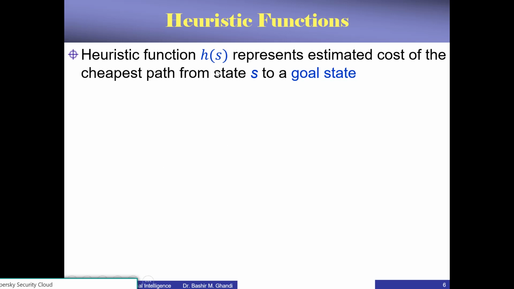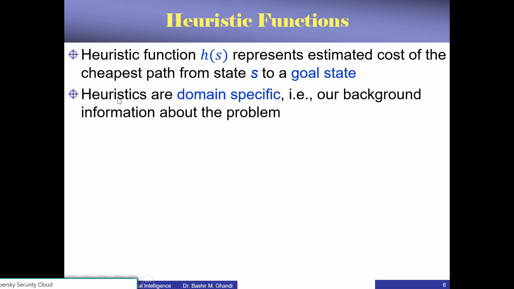The heuristic function h(s) represents an estimated cost of the cheapest path from a particular state s to the goal state. And heuristic functions, naturally, are domain specific.